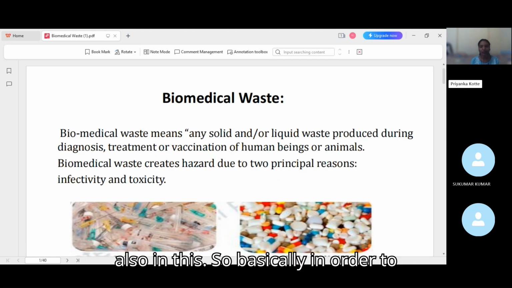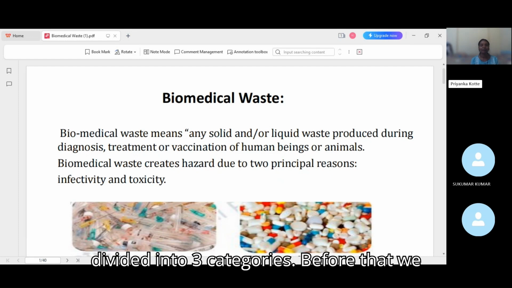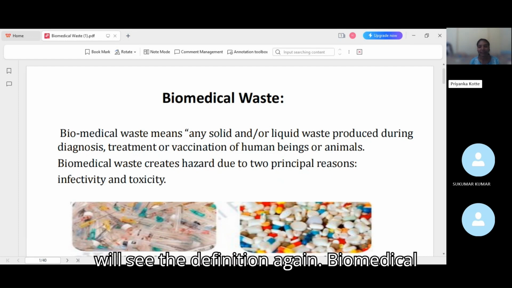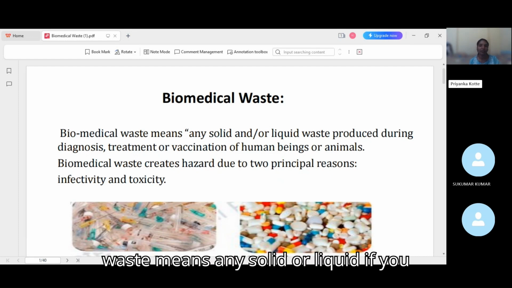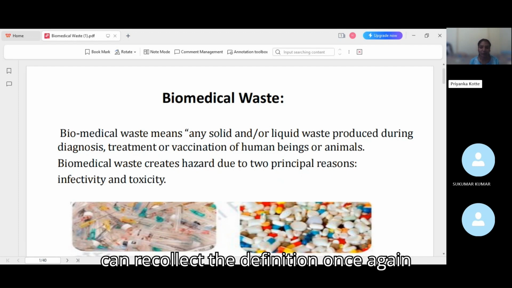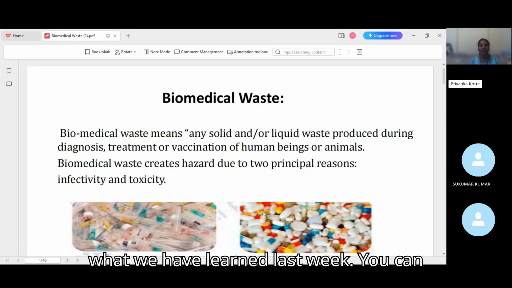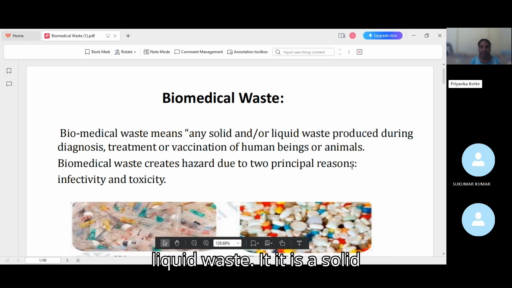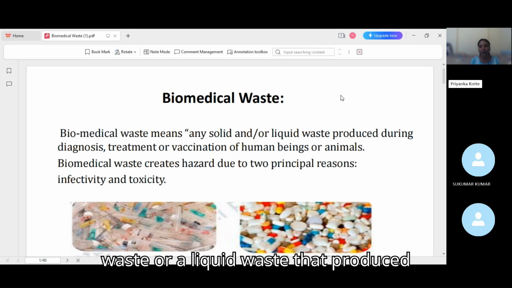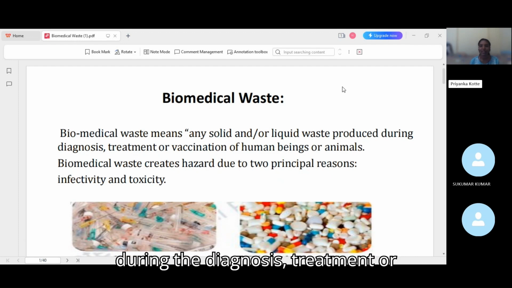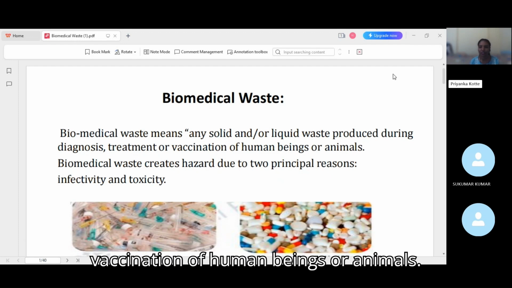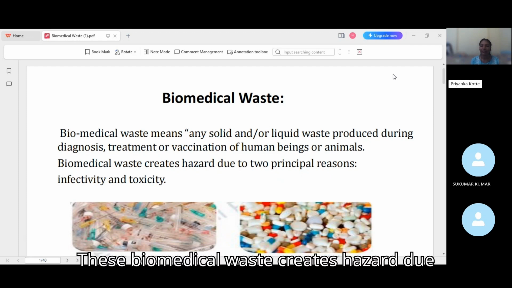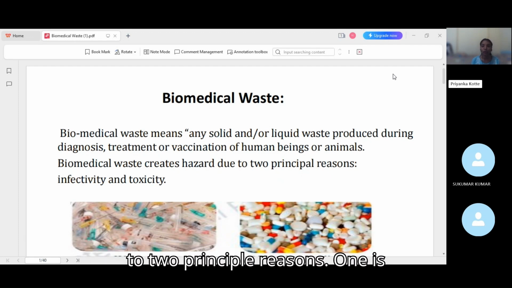Basically, in order to understand biomedical waste completely, it has been divided into three categories. Before that, we will see the definition again. If you can recollect the definition from what we learned last week: biomedical waste means any solid or liquid waste that is produced during the diagnosis, treatment, or vaccination of human beings or animals. This biomedical waste creates hazard due to two principal reasons.